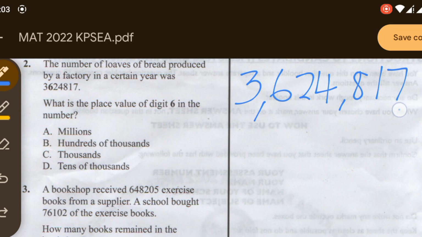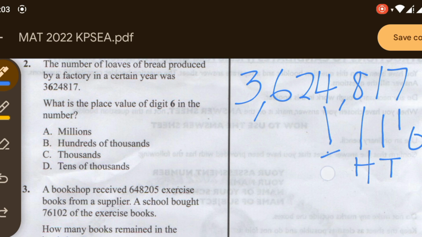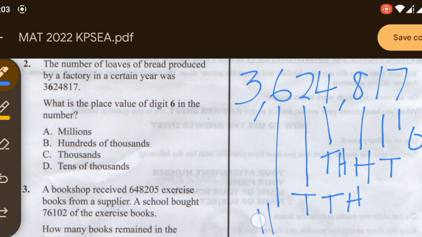Right, so let's start looking at the place value for each and every number, and you always start from the end. So 7 is under ones or units, 1 is under tens, 8 is under hundreds, 4 is under thousands, 2 is under tens of thousands, and the number we are concerned with is under hundreds of thousands. So the correct answer will be B, hundreds of thousands.